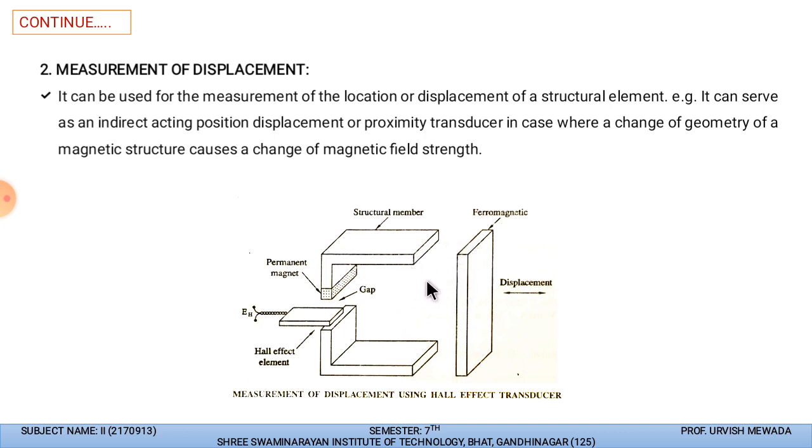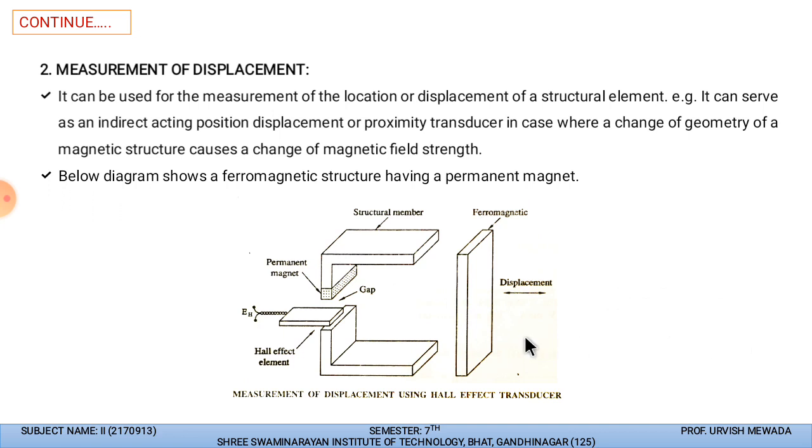So it can be used for the measurement of the location or displacement of a structural element, and it can serve as an indirect acting position, displacement or proximity transducer. Whenever an object having magnetic tendency moves, it can be measured with the help of this Hall effect. And in cases where a change in the geometry of the magnetic structure causes a change of the magnetic field, whenever we move this part of the core, the MMF requirement or the voltage will change.